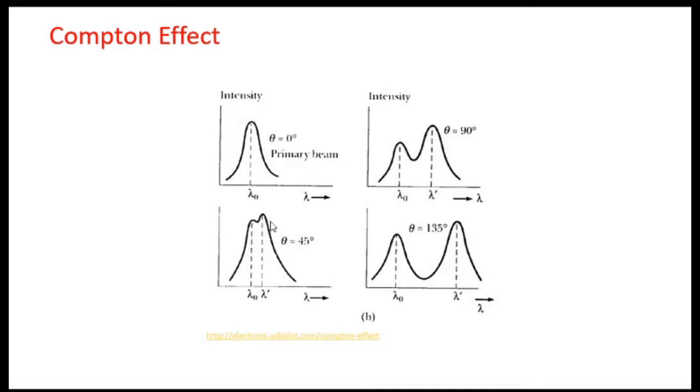Observe that theta here is the angle of scattering. So theta is equal to 45 degrees. There are two peaks and the distance between them is very small. Now if you increase theta to 90 degrees, we still have two different peaks, but the distance between these two peaks has increased. And if you make the angle of scattering even larger, the two peaks are there, but the distance between them is further increased.